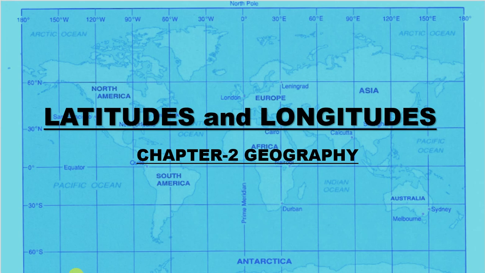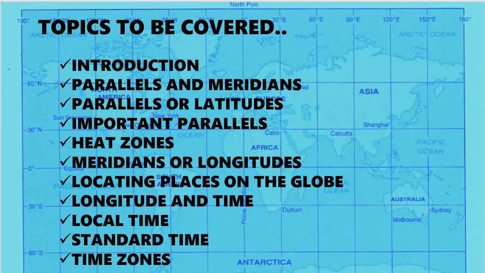Apart from that, we have also read about the meridians, which are also known as lines of longitude, as well as measuring longitudes. In this module, the topics which we are going to cover, let us have a look. The topics are locating places on the globe and longitude and time. So we will be reading these two topics right now. So let us start the topics.